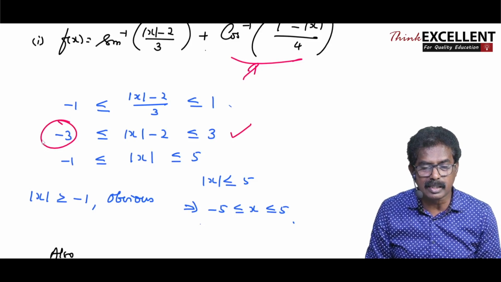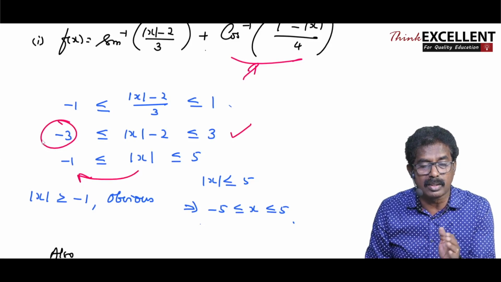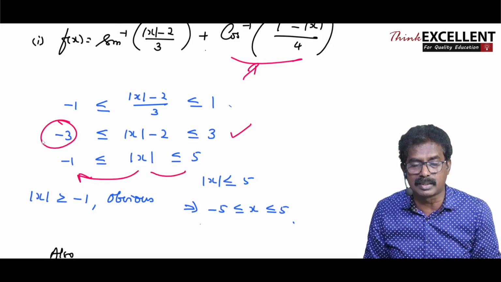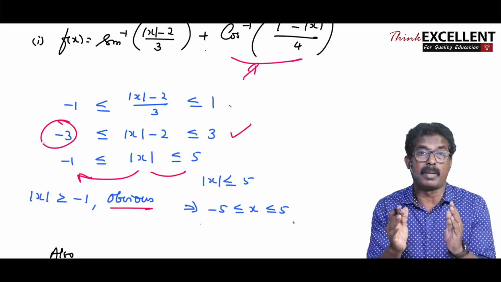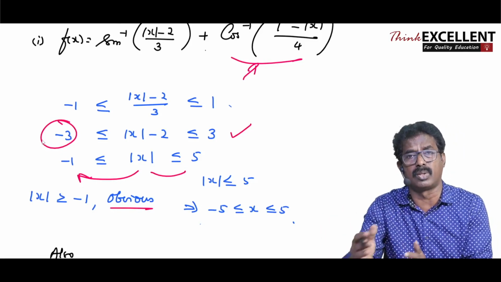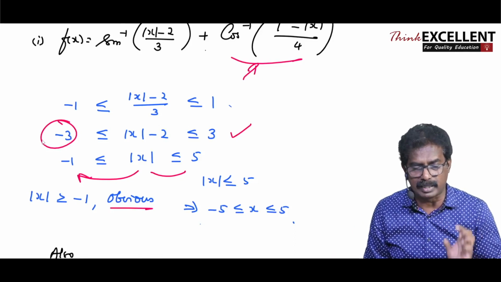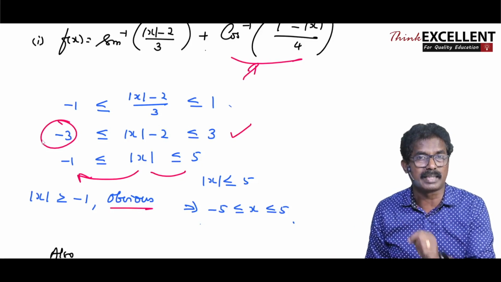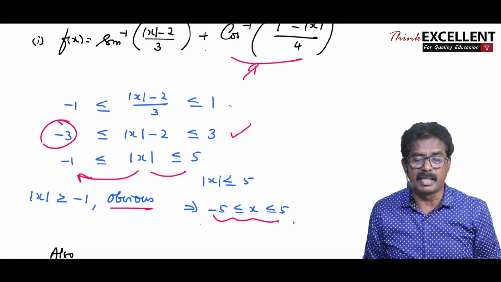Now if you split this into two: modulus x is greater than or equal to minus 1, and modulus x is less than or equal to 5. The first one is obvious, because modulus is always positive. Modulus x greater than or equal to minus 1 will certainly be 0 or greater than 0. So that is obvious, we are not going to get any information from that. But the second one says modulus x less than or equal to 5. That means x lies between minus 5 and plus 5.